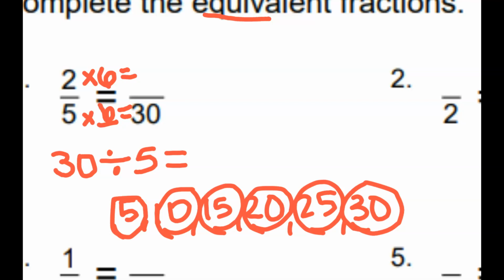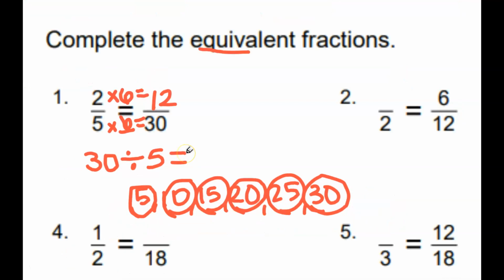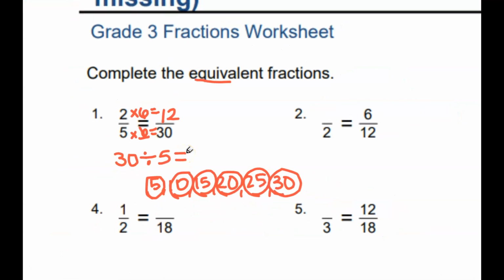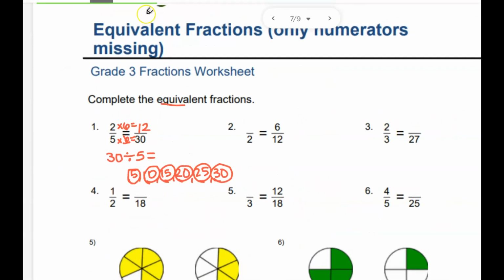What is 12 times 6? Oh, I said the wrong number. What is 2 times 6? 12. To find an equivalent fraction, you multiply the numerator and the denominator by the same number. Let's look at number 2. Pause the video if you needed to write any more of this out.